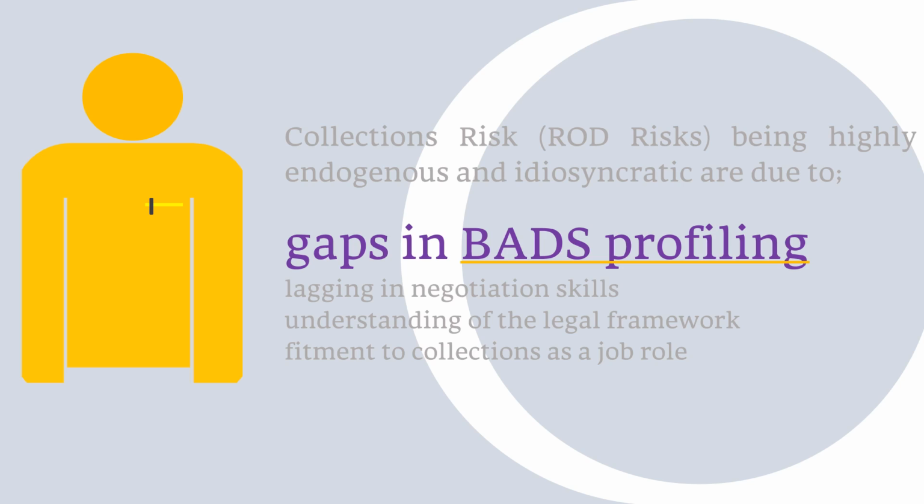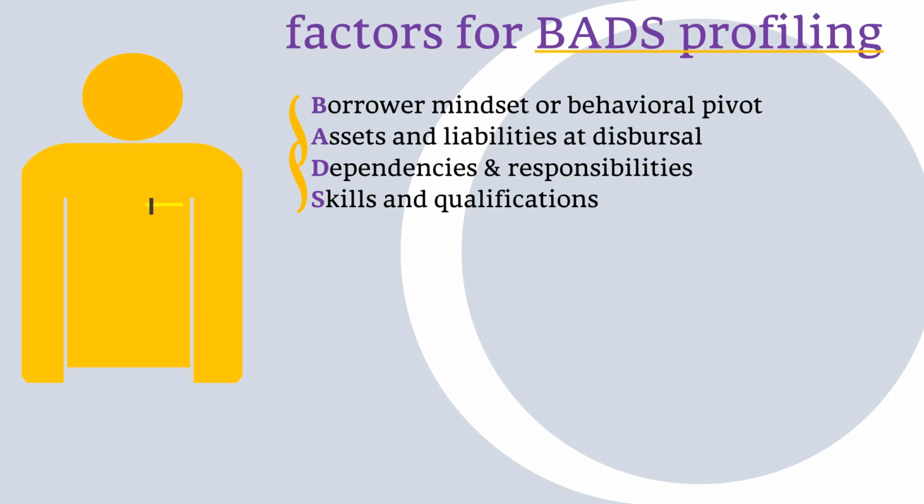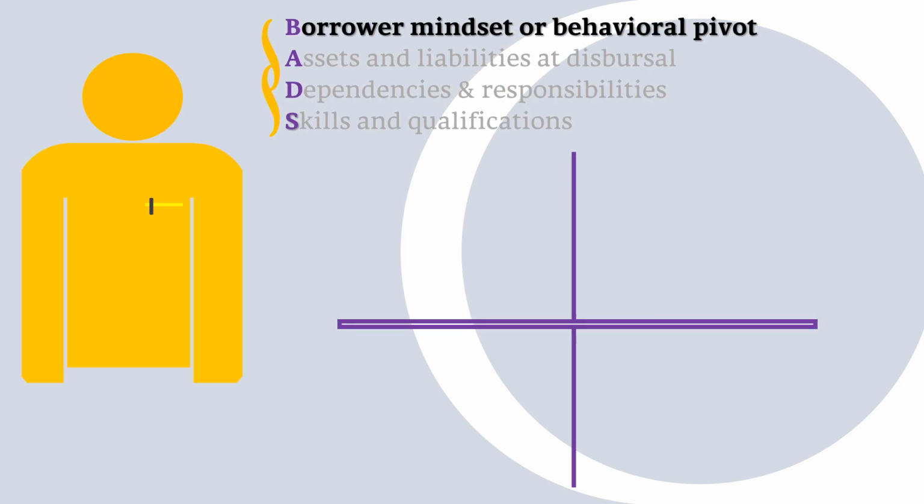Gaps in BADS profiling, which is the 4 corners of collection risk, involve the factors of borrower mindset or behavioral pivot, assets and liabilities, dependence and responsibilities, skills and qualifications.